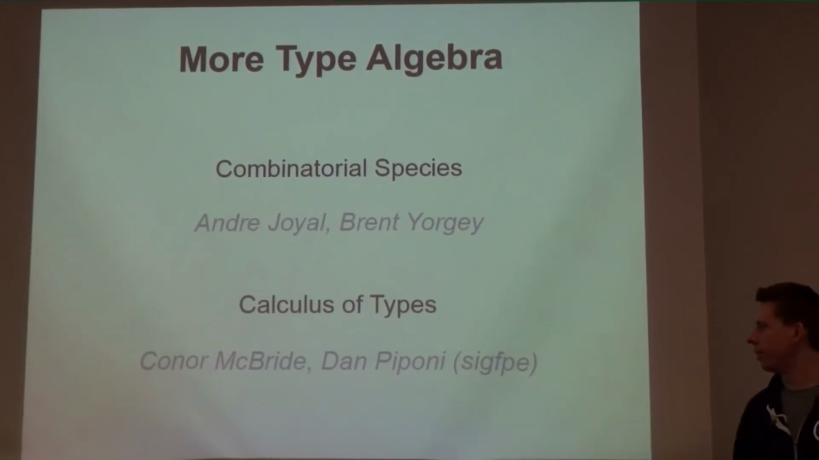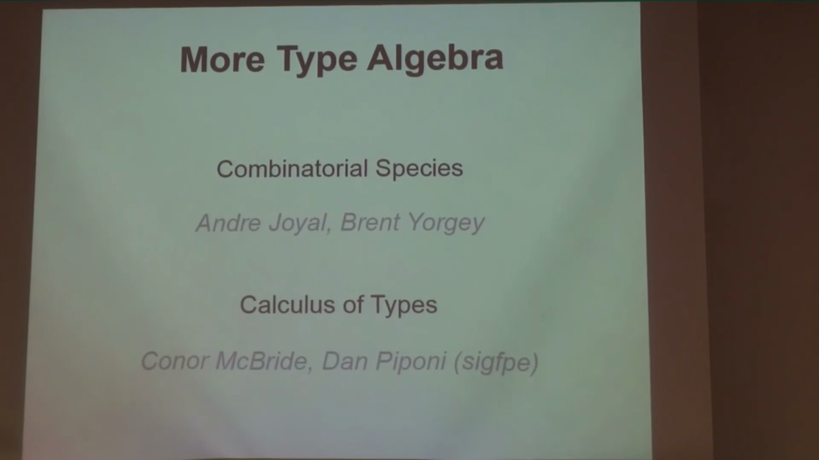Dan Poponi, who you may know by his name SIGFPE, has a blog, sigfpe.blogspot.com. If you just search SIGFPE, you'll find it, where he writes about a whole load of stuff, including types, the calculus of types, innovative interpretations of monads, physics, visual effects, like the whole thing. It's a really interesting blog. I recommend reading it.